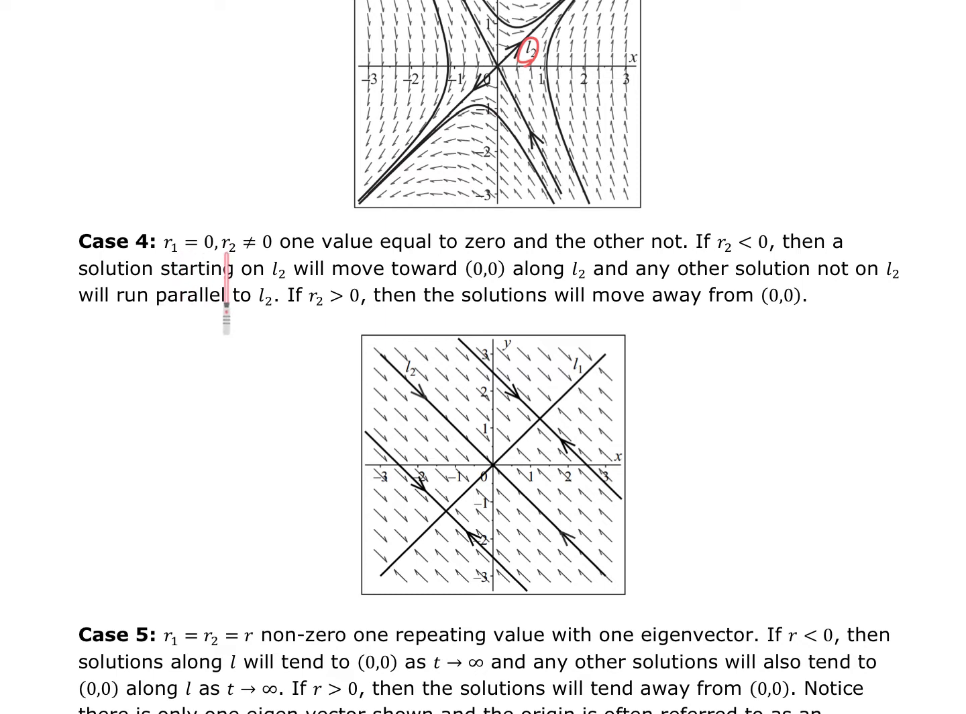So when one of them is 0 and one of them is not, if r2 is less than 0, meaning the one that is not 0 is negative, then the solution on L2, which is formed by the eigenvector associated with the negative lambda, will move towards 0 along L2. Any other solution not on L2 will run parallel to L2. If the other value is positive and r2 is positive, then the solutions will move away from 0, 0.